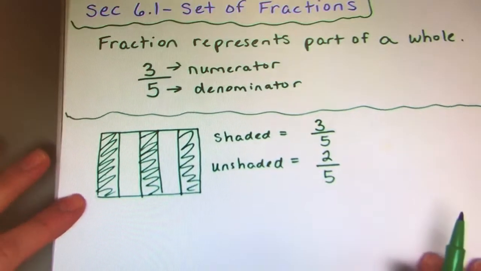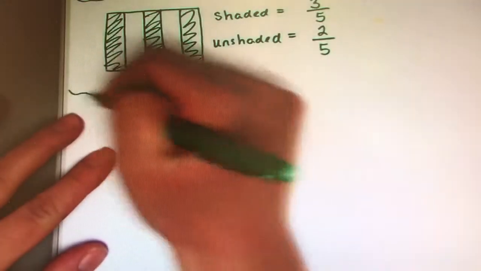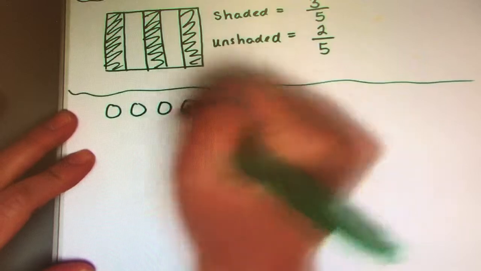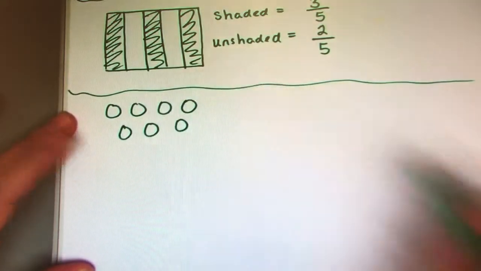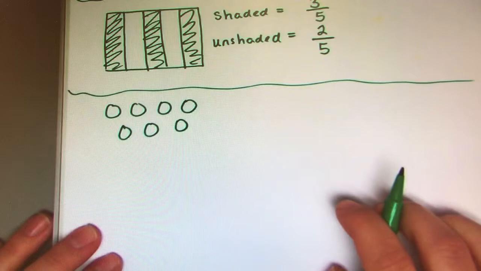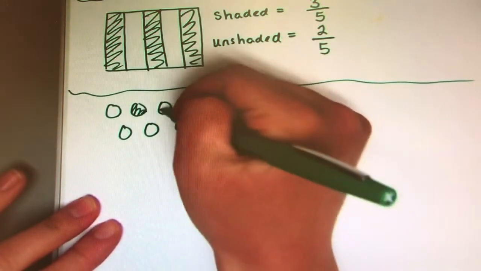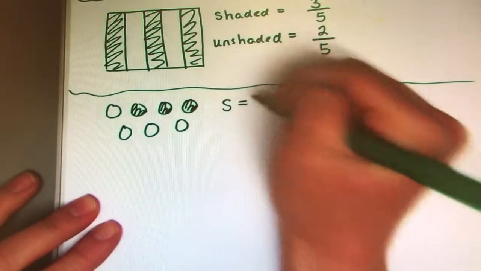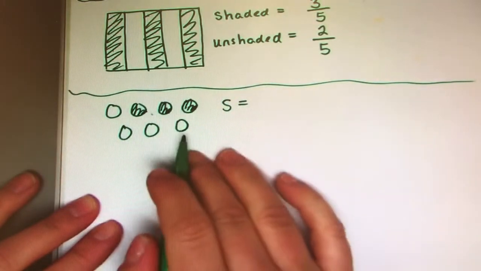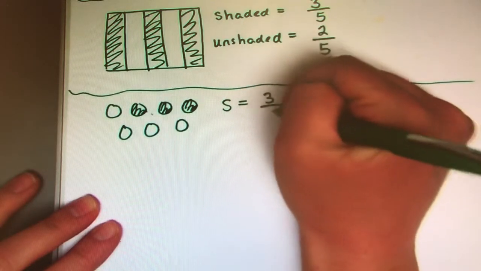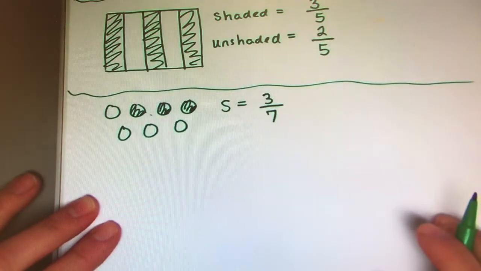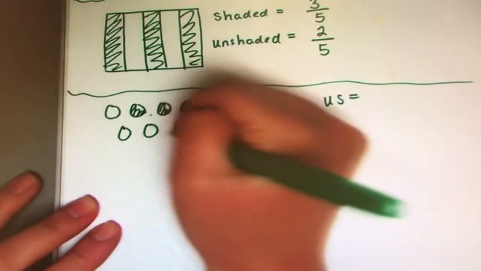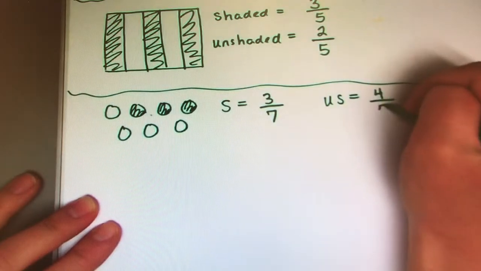Okay, let's do another one, but with different shapes. So if I gave you circles, how many total circles are there? There's 7 total circles. If I color some, I'll put S for shaded. How many are shaded? There's 3 shaded out of how many? Out of 7. 3 out of 7 are shaded, or we can say 3/7. How many are unshaded? I'll put US for unshaded. There's 1, 2, 3, 4 out of 7 unshaded.